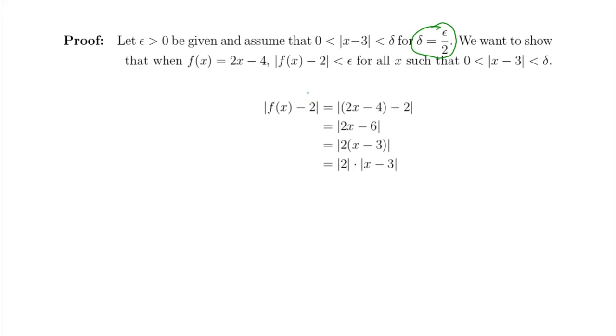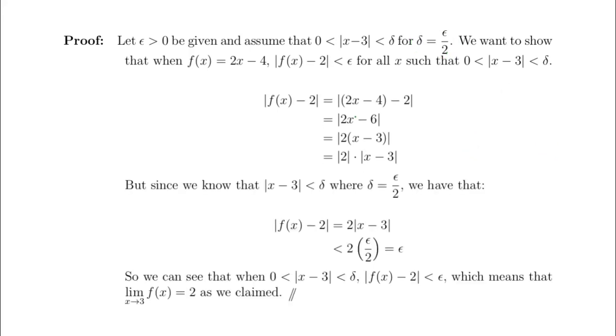So I'm just redoing the algebra work that we did earlier, right? I'm looking at this absolute value of f of x minus 2. But now what I'm going to do is say, well, this part here, the absolute value of x minus 3 is less than delta, right? And we know what delta is. So we're going to say the absolute value of x minus 3 is really less than epsilon over 2. So that's what I'm saying here.